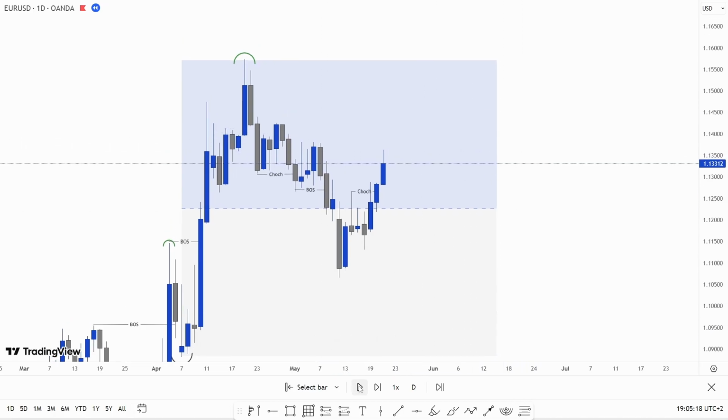So price has a change of character. What does price continue to do afterwards? Let's go play price forward. Price has a break of structure.